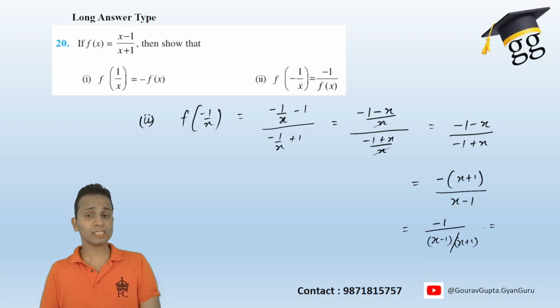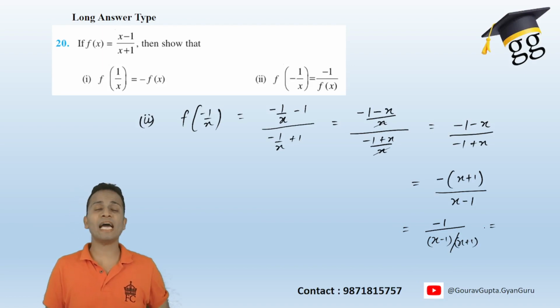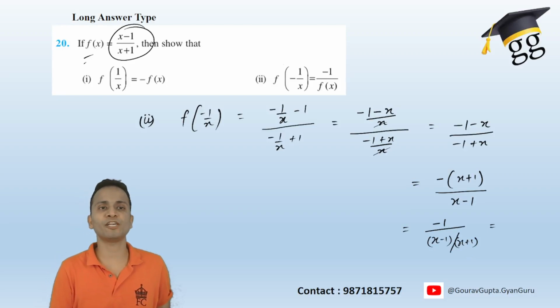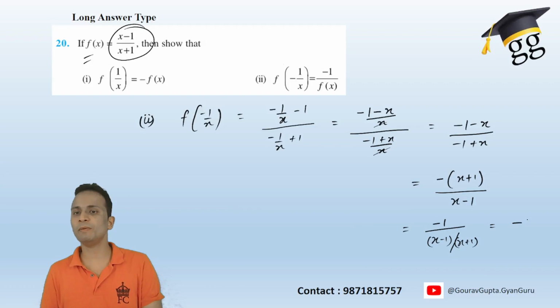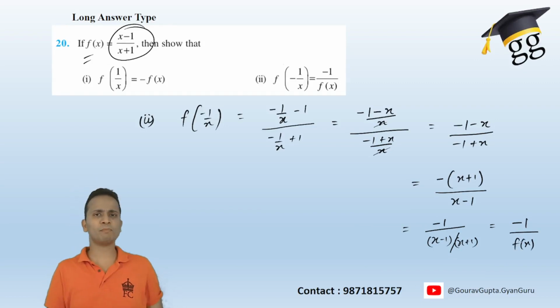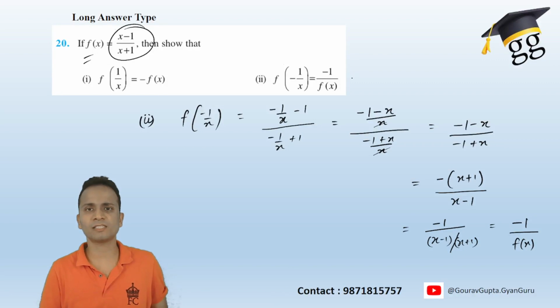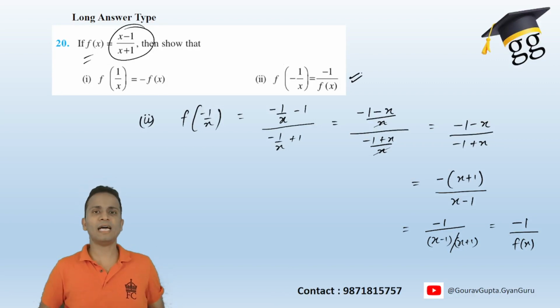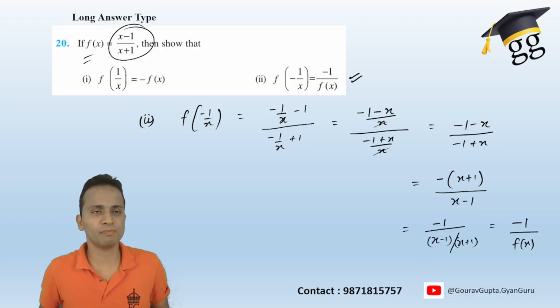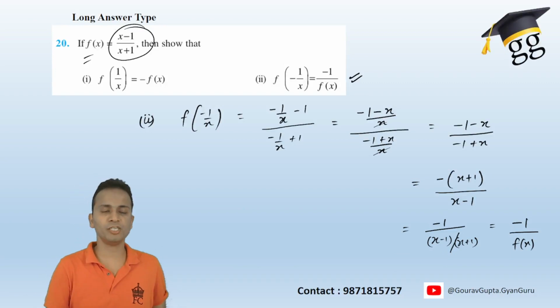Right? Now what is in the denominator? In the denominator I have x minus 1 upon x plus 1, which is nothing but the function itself. So it will be minus 1 upon f of x. Yes, this is the same thing that we had to prove, and that's it. So this was part number 2 of question number 20.